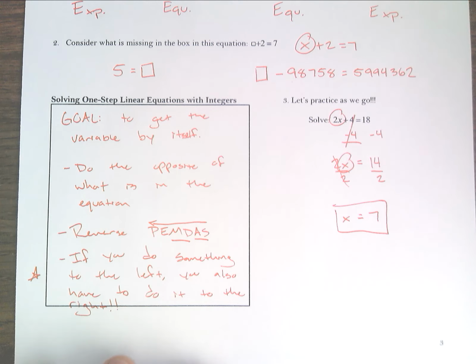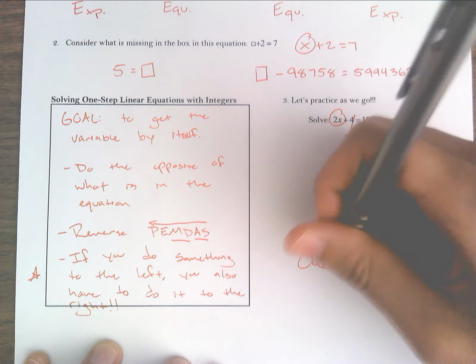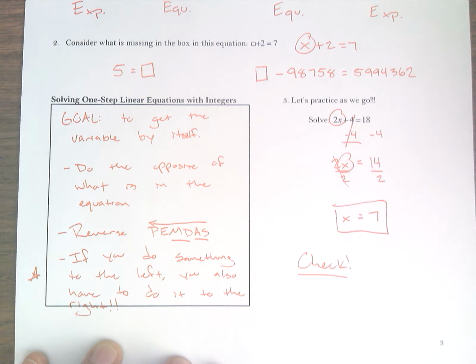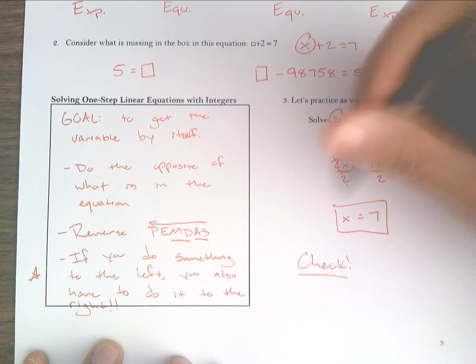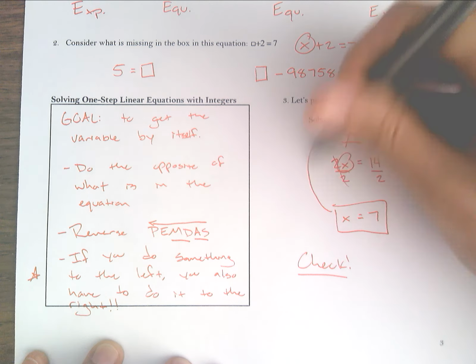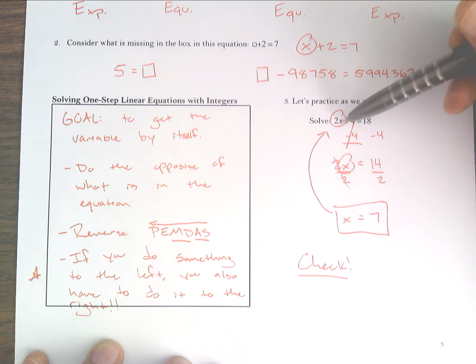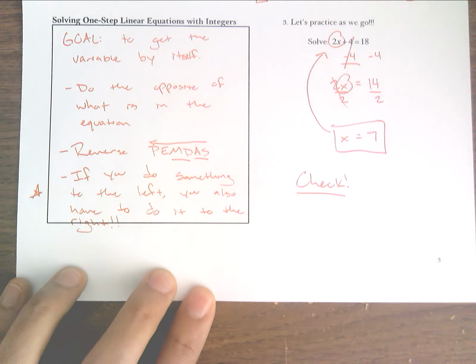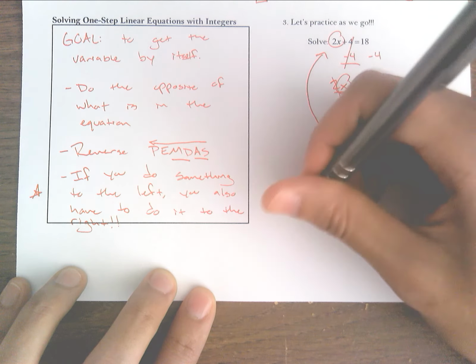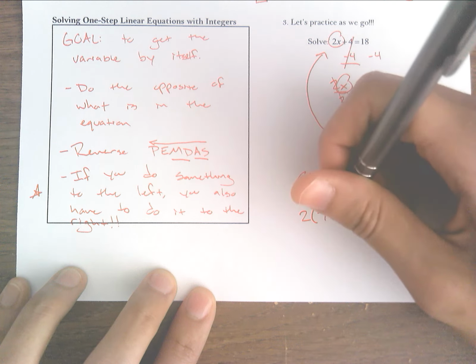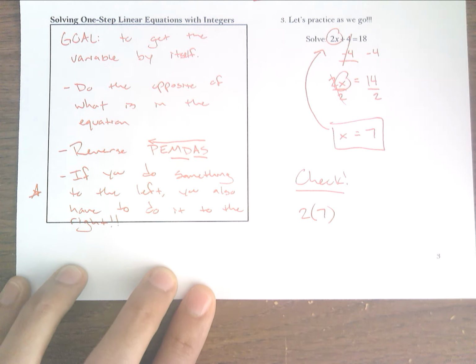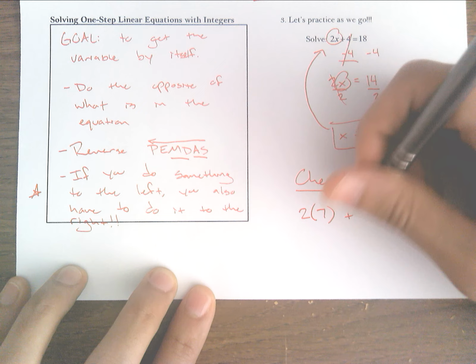So we always check our work just to see if we got the right solution. So you can write check. In order to check your work, take your solution and plug it back into the original equation. So here we have x equals 7. We're going to plug in 7 for x in the original equation. So when we're checking, we have 2 times x, so we can plug in 7. 2 times 7 plus 4 equals 18.